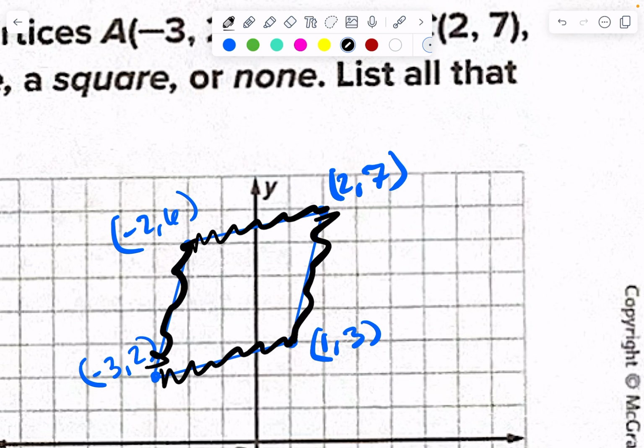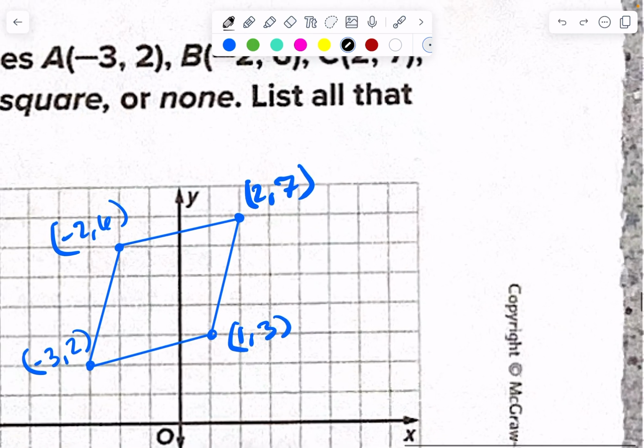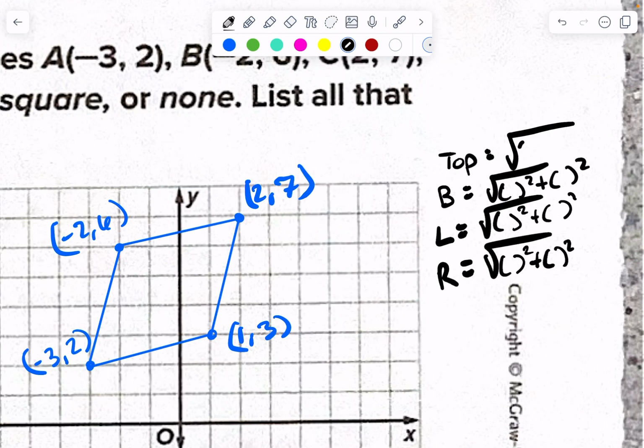Okay, so I'm gonna do the top side, the bottom, the left, the right. And you might be able to do this without writing all this out. Okay, on the top, we're going from -2 to +2. That is 4. Okay, we're going from 6 to 7. 1. So you could also look at it like he's going over 4 and up 1. So 4 squared is 16, 1 squared is 1. This is the square root of 17.